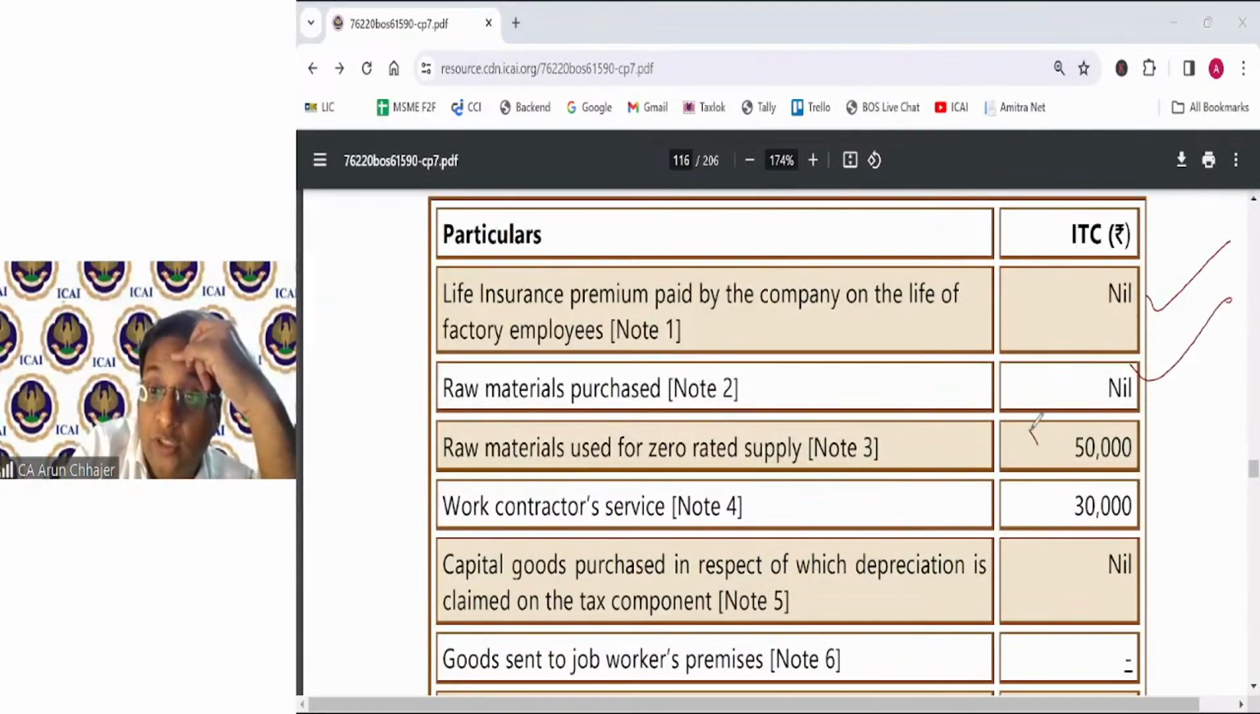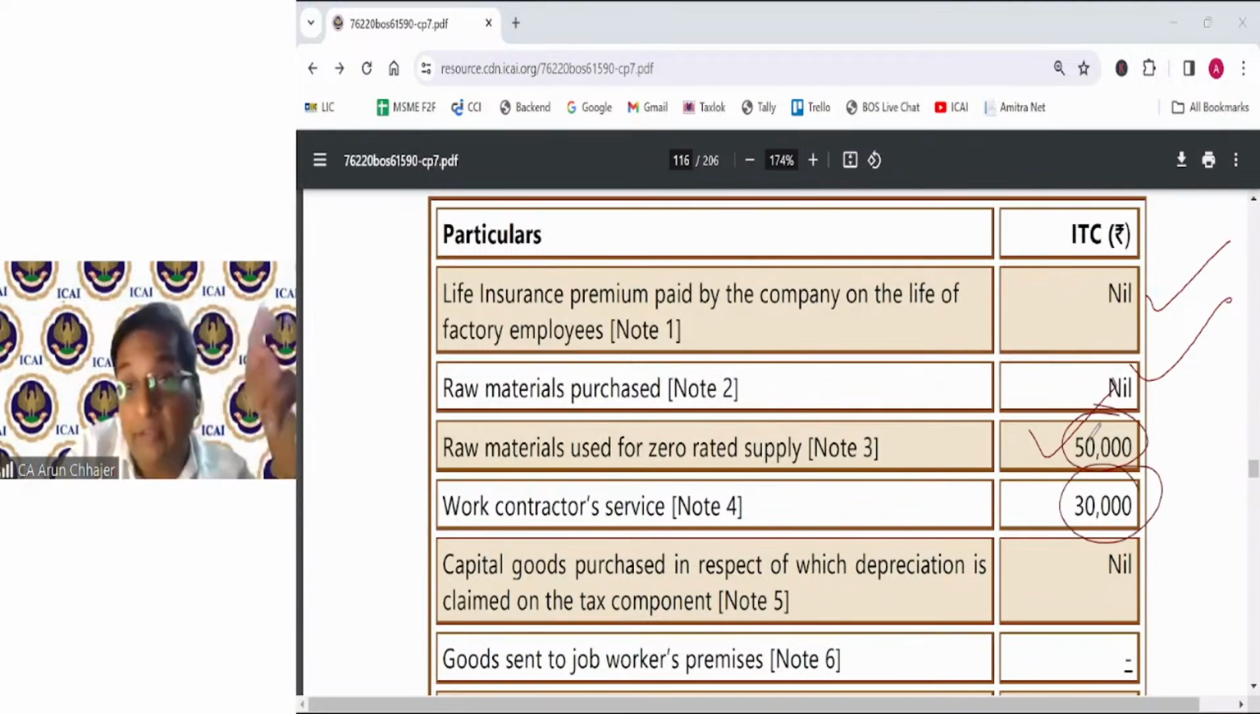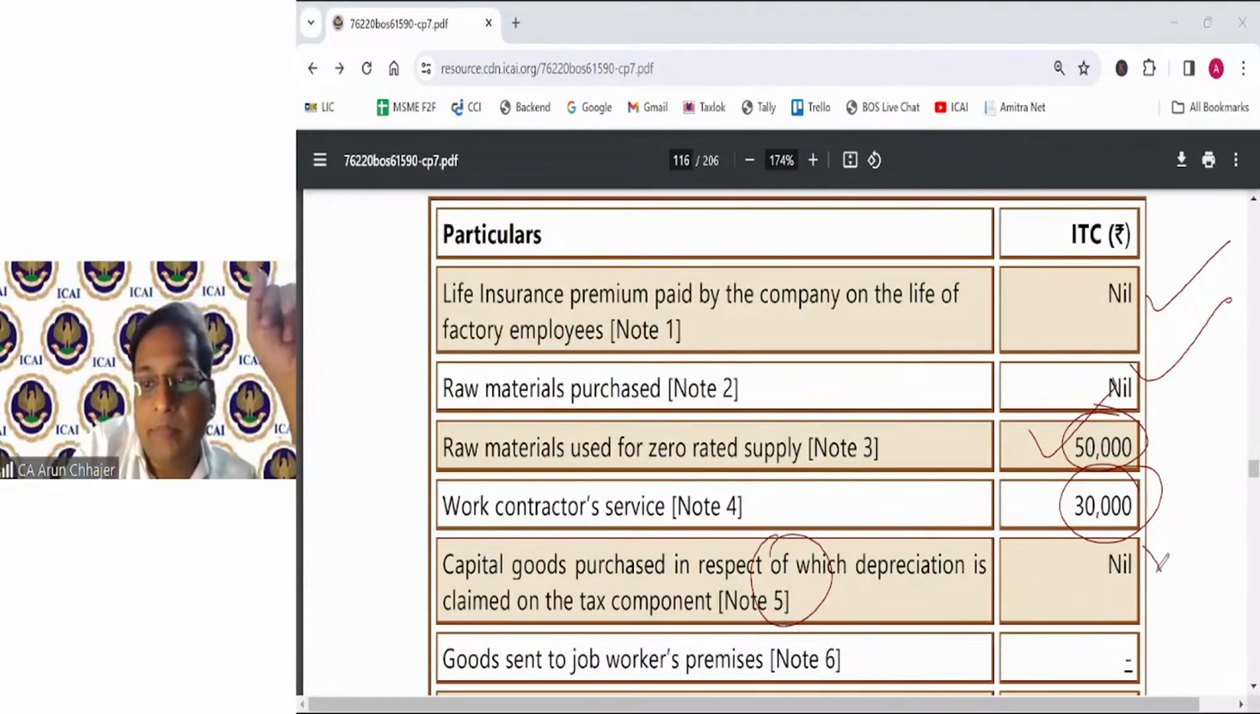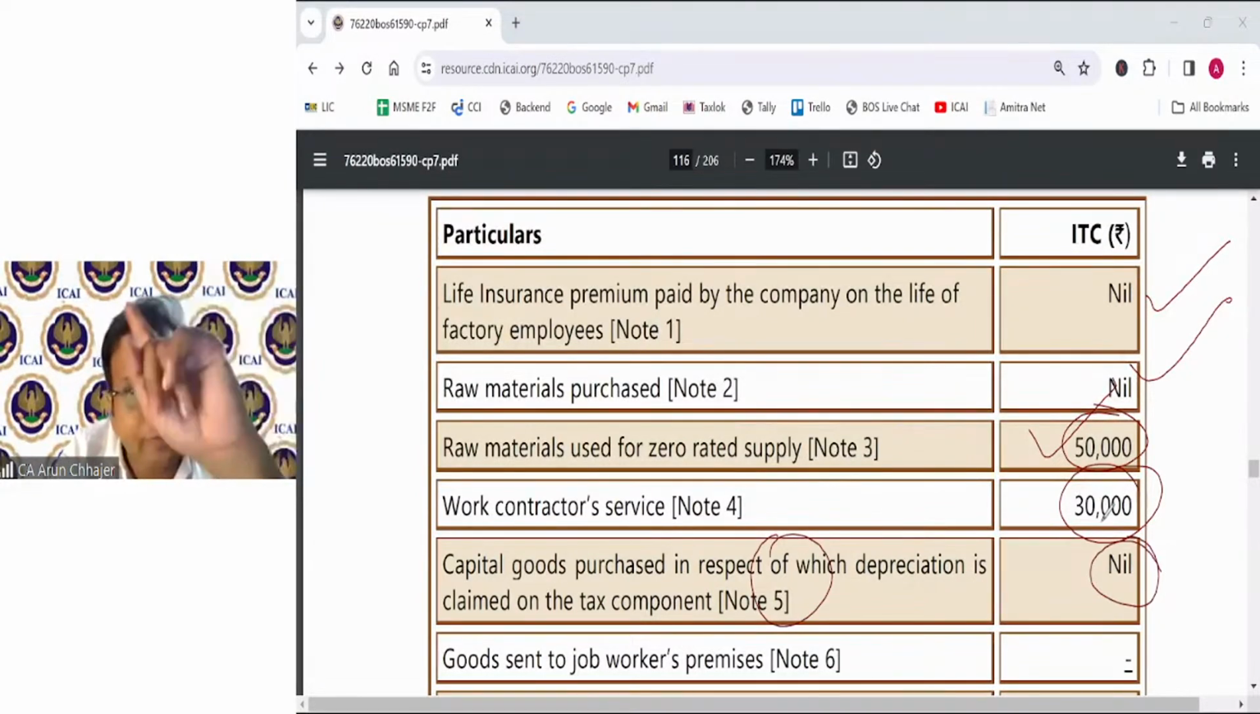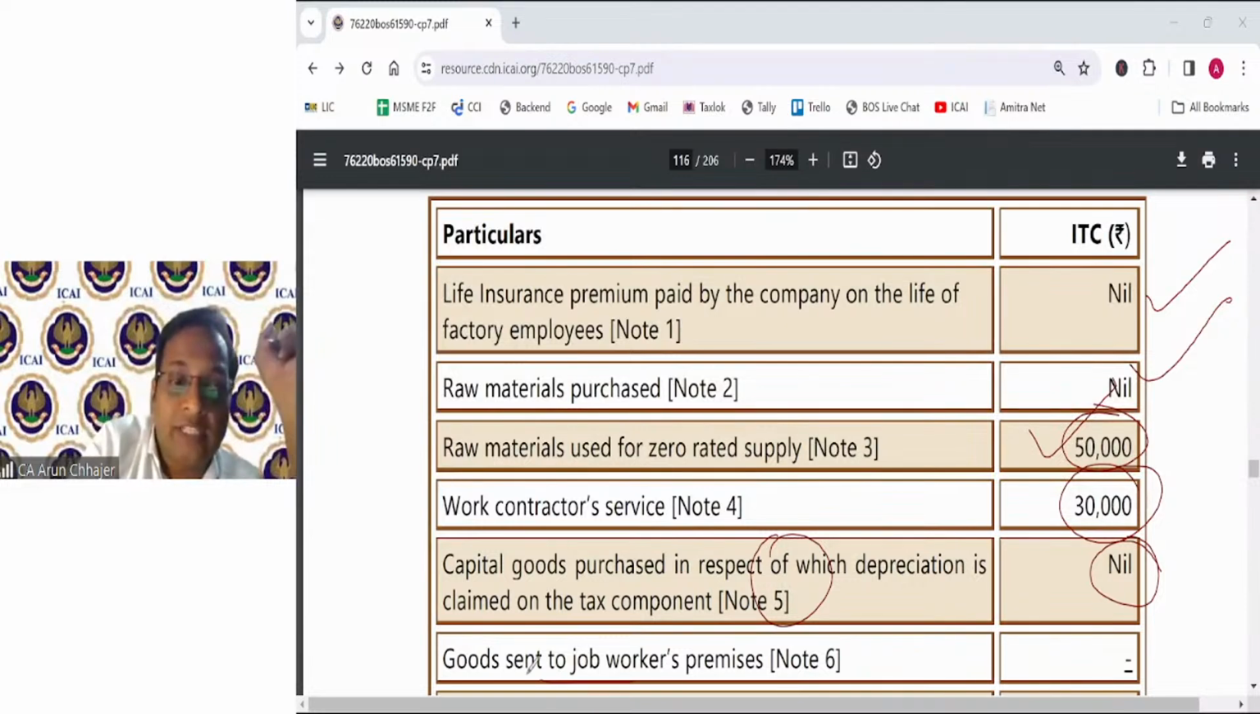रॉ मटेरियल यूज्ड फॉर जीरो रेटेड, even if it is an exempted item, it is available. Work contract, it is available because it is debited, not capitalized. Capital goods, because depreciation has been claimed on the entire value, it will not be allowed. And goods sent to job worker, 1 year ka time limit has not expired, so it will not create any liability in the hands of the principal.